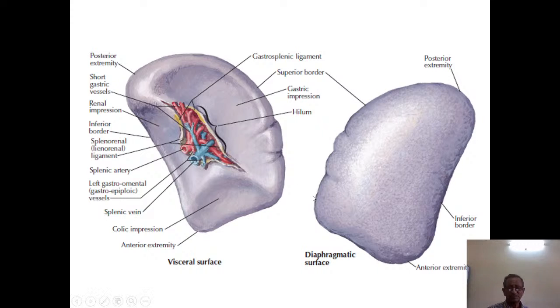Now, the spleen we are showing: this is the diaphragmatic surface, and this is the visceral surface, wherein there is a gastric impression, there is the hilum and pancreas, there is a renal impression and there is a colic impression. The diaphragmatic surface is directly related only to the diaphragm and the 9th, 10th, 11th ribs, whereas the visceral surface is related to the stomach, to the left kidney and to the colic impression, that is the left colic flexure, the splenic flexure.